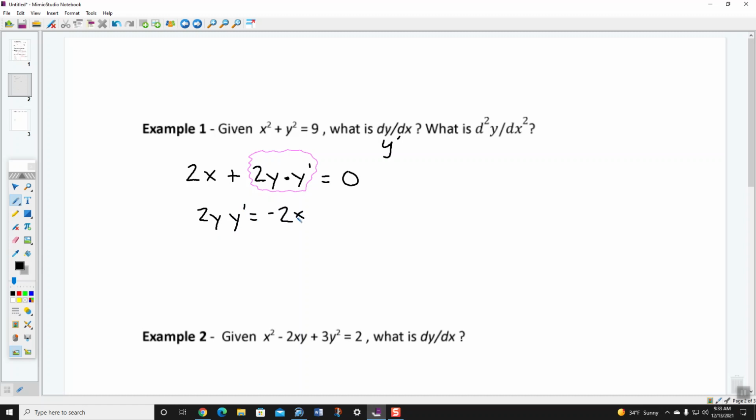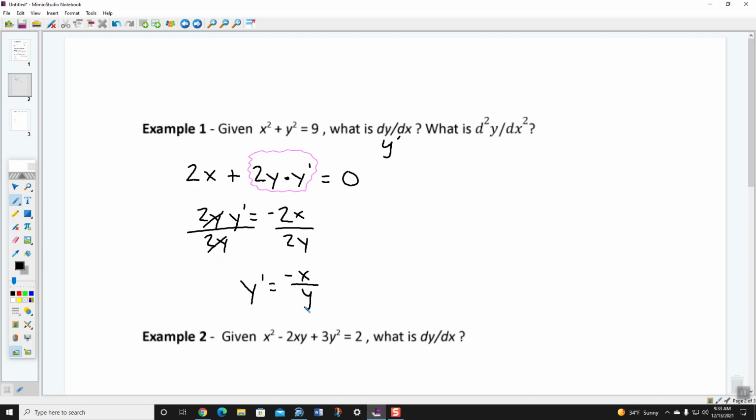Okay, how do you get y prime alone now, guys? Divide by 2y. In this case, y prime would equal, see these canceled, how about the 2 and 2, what are they going to do? Cancel. A negative 2 over a 2 would be negative x over y then, wouldn't it? Negative 1x over y. Okay?